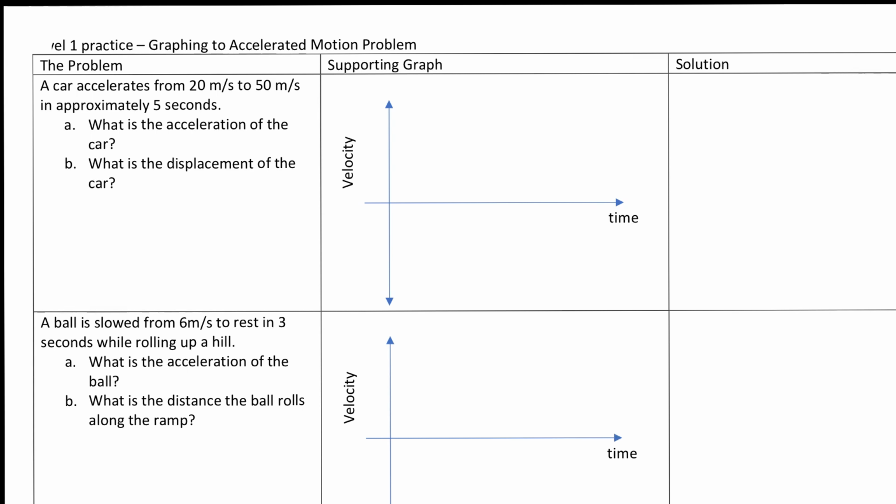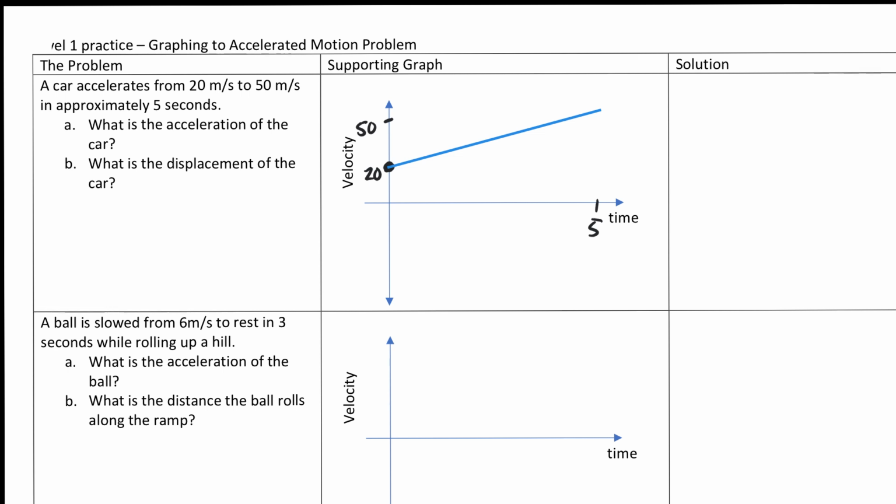A car accelerates from 20 meters per second to 50 meters per second in approximately 5 seconds. If I'm going to draw what that looks like, I'd probably start and say that's 20. Up here is 50. And it's going to take 5 seconds. That looks like what's happening. Would you guys agree with that?